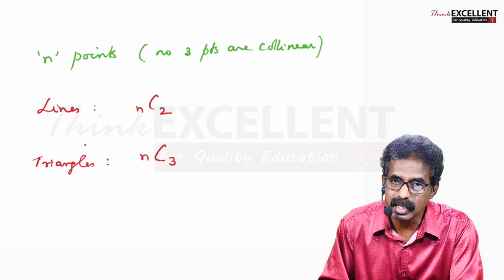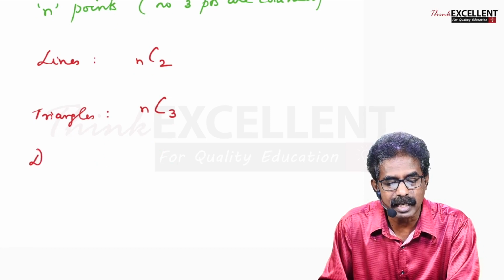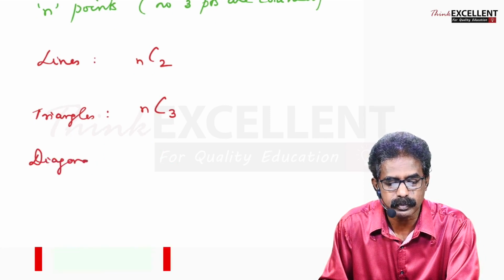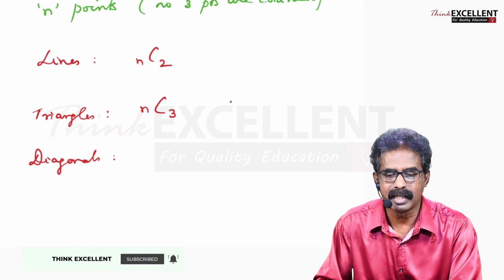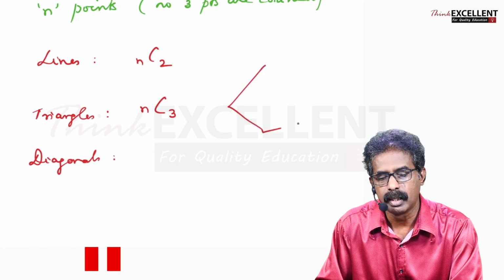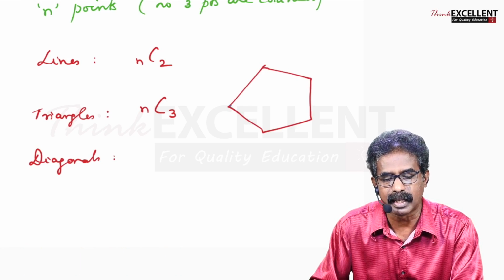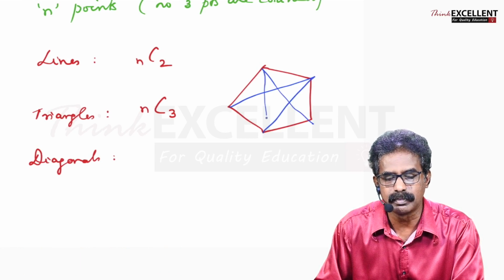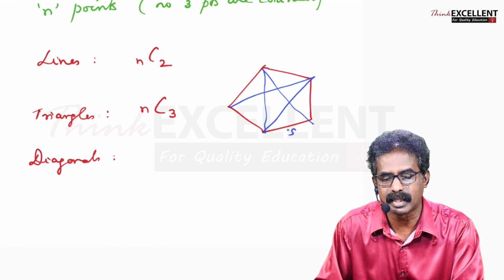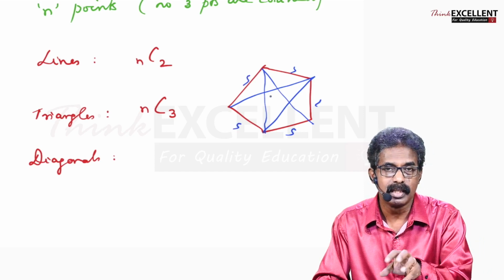So n points are given. How many lines? NC2. How many triangles? NC3. How many diagonals are there? Diagonals are also lines only, right? But all the lines are not diagonals, because some lines are what? Sides. Some lines are sides. These are all sides, right? Sides cannot be the diagonal. Other lines only are the diagonals.